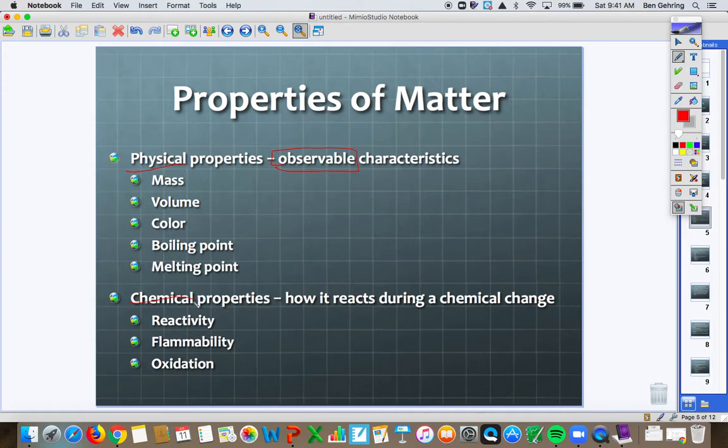Chemical properties, in order to see these, it has to have a chemical change or a chemical reaction take place. Without that, we have no idea about these properties. For example, I can't look at something and say, yeah, that's flammable, or that reacts with oxygen, unless I've seen it do so previously. But again, I've already observed this chemical change that took place. So chemical properties have to have some sort of reaction take place in order to witness and see happen.